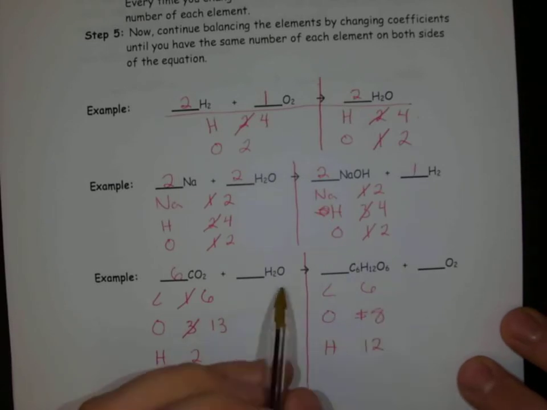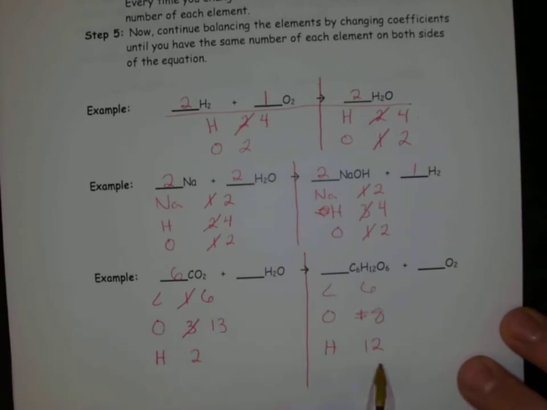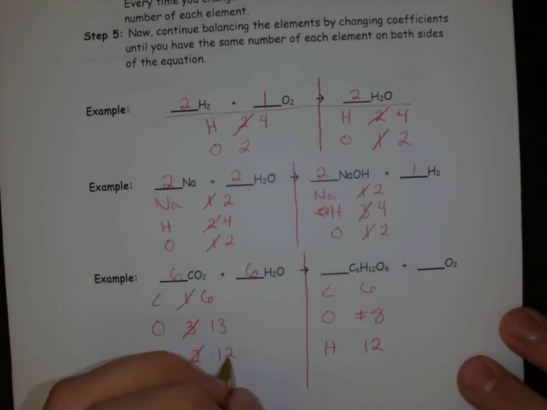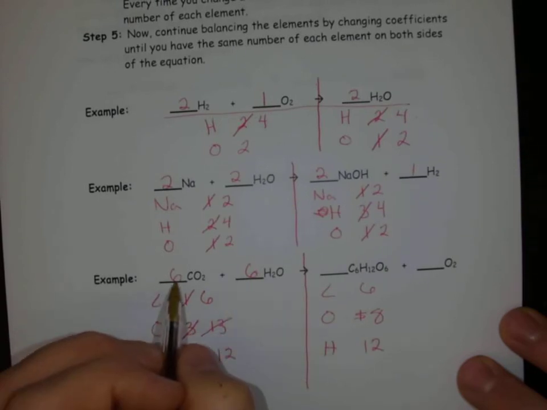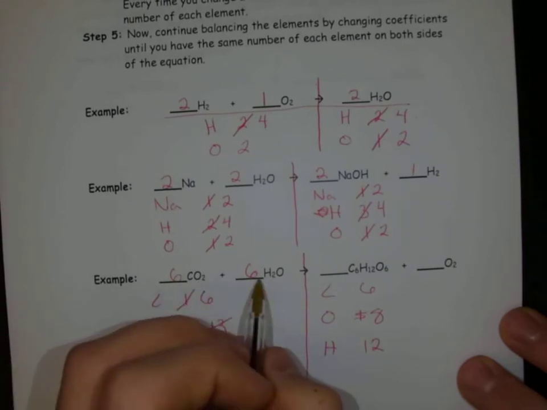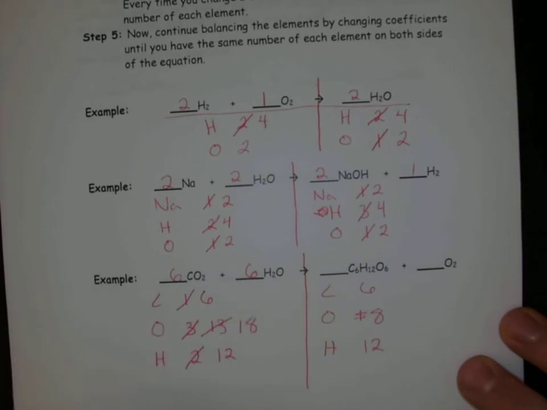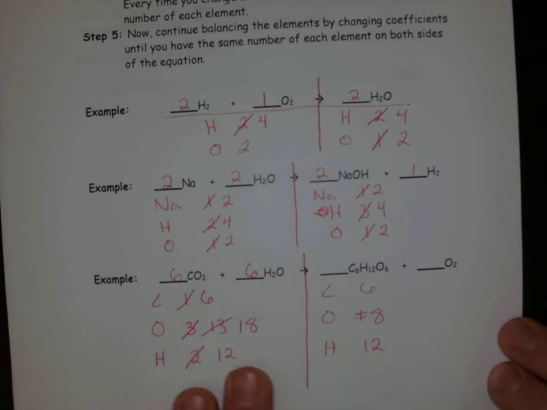Now let's check my hydrogens. I've got 12 over on this side and only 2 there. So let's try and balance that. I need to have 6 there as well. If I do that, that changes my hydrogens up to 12. That's good. Now my oxygens: 6 times 2 is 12, plus 6 times 1, that's 12 plus 6, which should be 18 oxygens on the left-hand side. So now you notice all of the numbers on my left-hand side are equal.